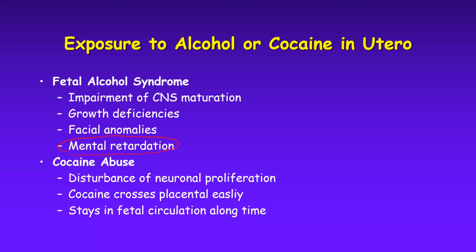Cocaine abuse can also disturb neuronal proliferation. So as you're trying to create new neurons and proliferate neurons and get them to the right places, it can interrupt that process, because cocaine goes right through the placenta very easily, so it can affect the fetus very easily. And it stays in fetal circulation for quite a while once it's in there.